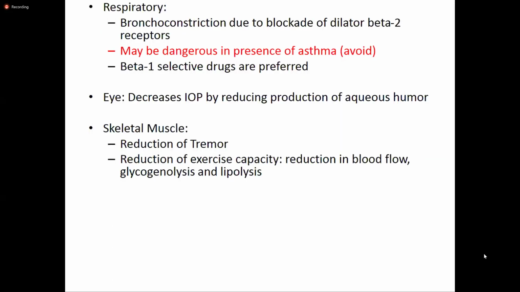So in that case, beta-1 selective drugs are preferred. And in the eye, it decreases the intraocular pressure. One of the drugs used in the treatment of glaucoma is the beta blockers as well. They decrease the intraocular pressure by reducing the production of the aqueous humor.